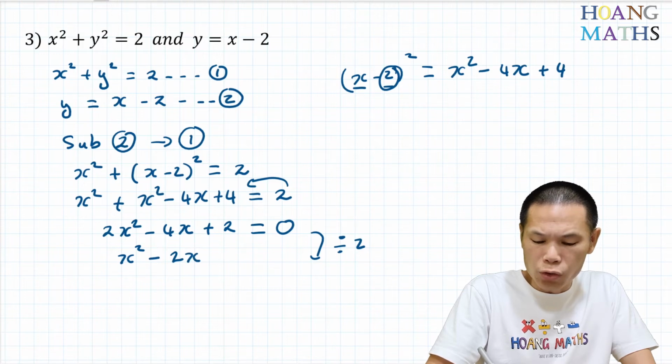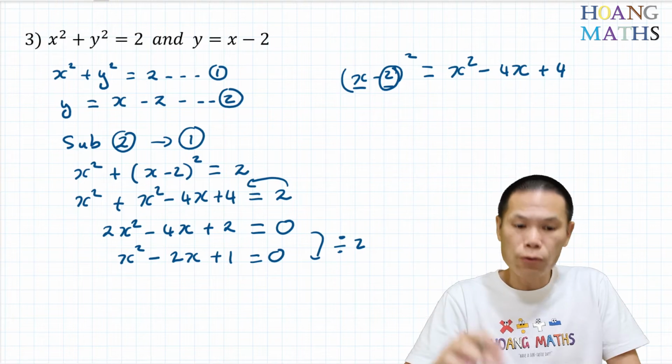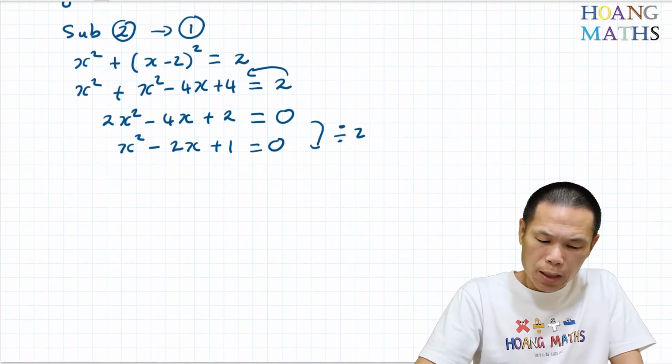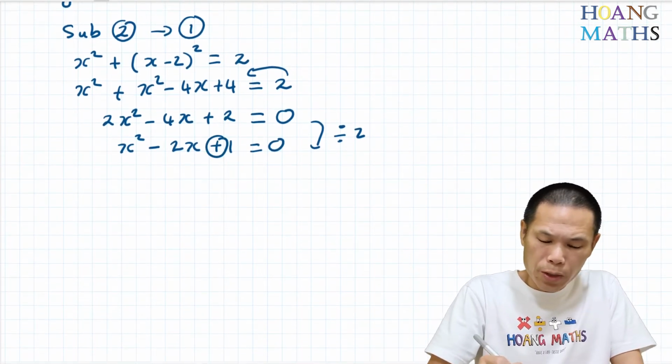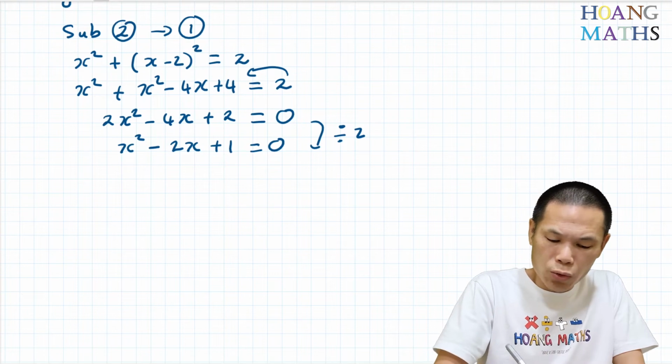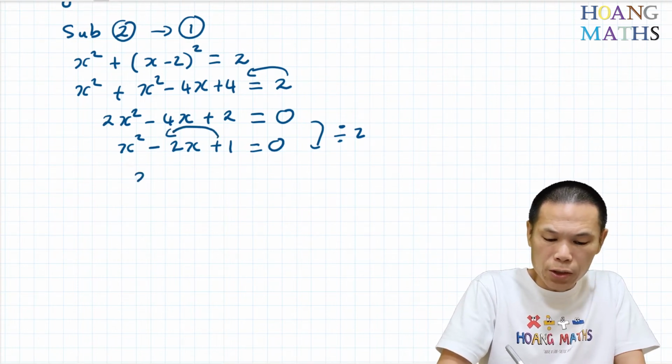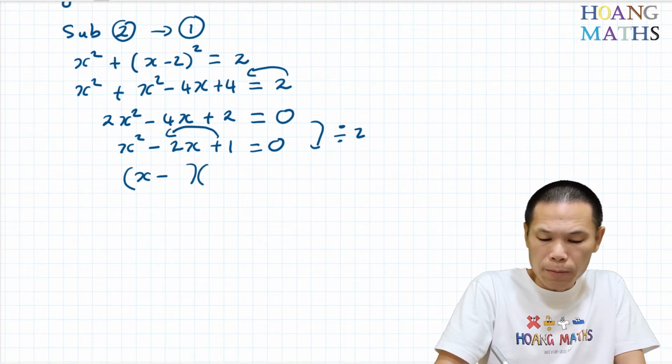And then divide this 2, give me 1, which is equal to 0. So now to factorize this, we have a positive here. So this means that 2 sides are the same. We just copy the negative side here. So x minus and x minus, which is equal to 0.